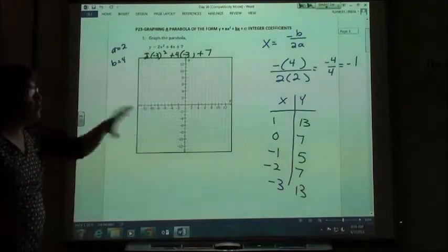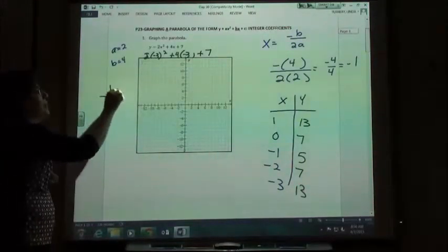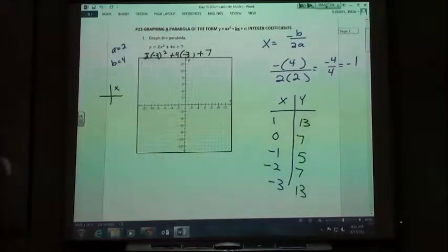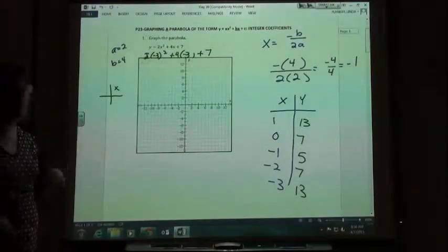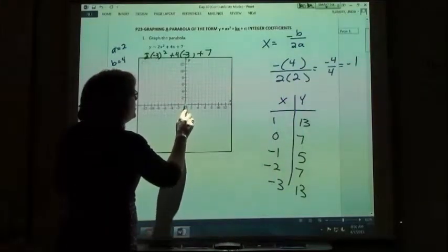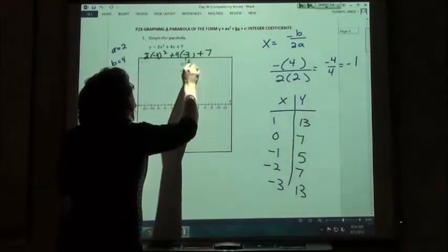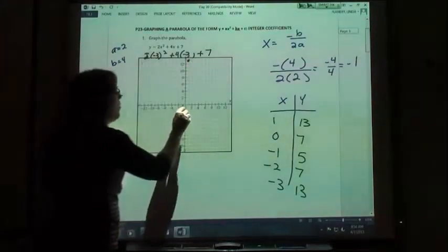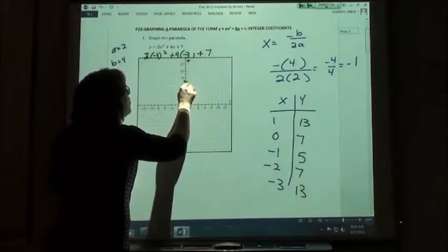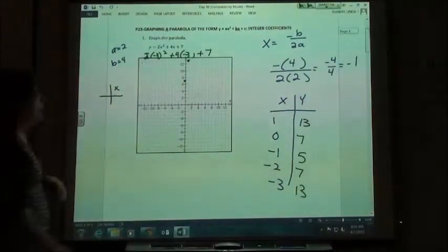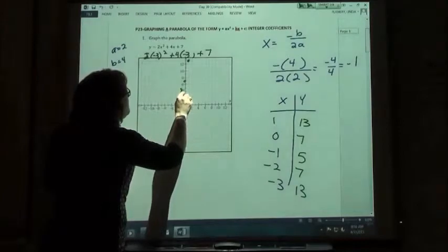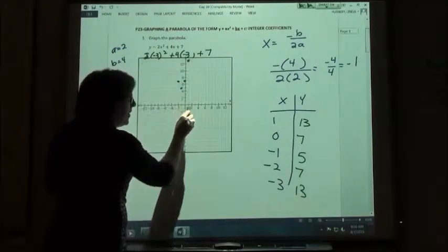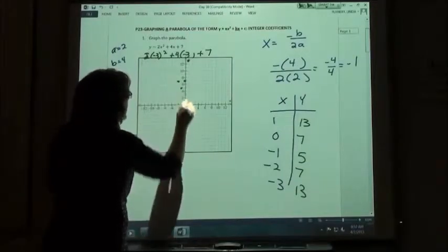Now you can either use your pencil tool to plot them or that plot point tool and type your ordered pair in. We obviously here have to use our pencil, but on the computer if you want to use the plot point tool, you can type them in that way too. So 1, over 1 up 13, 0, 7 over 0 up 7 should be right on our Y line right at 7. Negative 1 is up to 5. Negative 2 is up to 7, and negative 3 is up to 13.